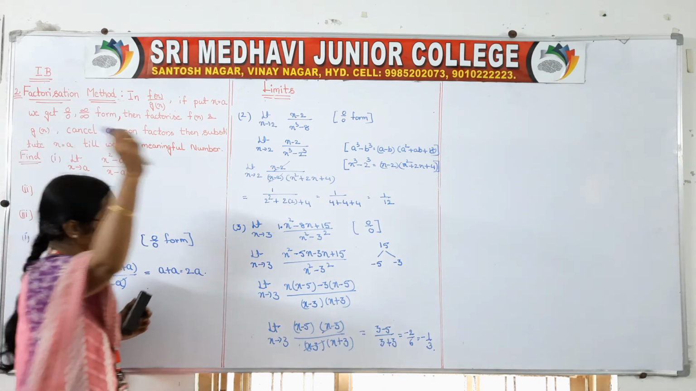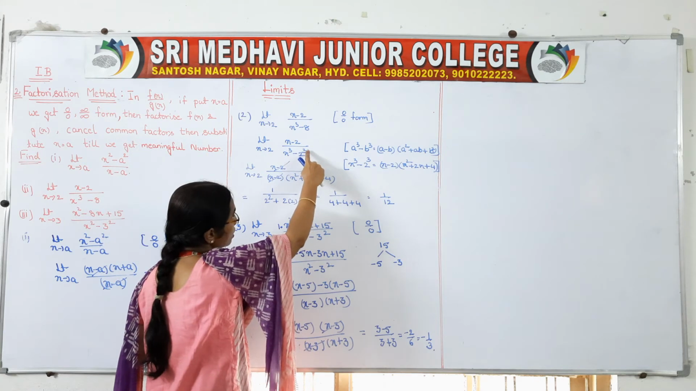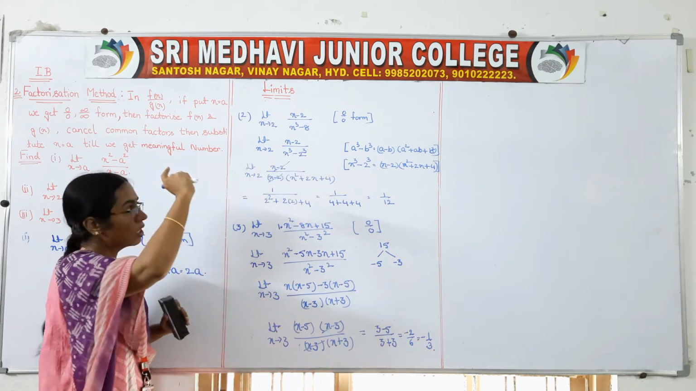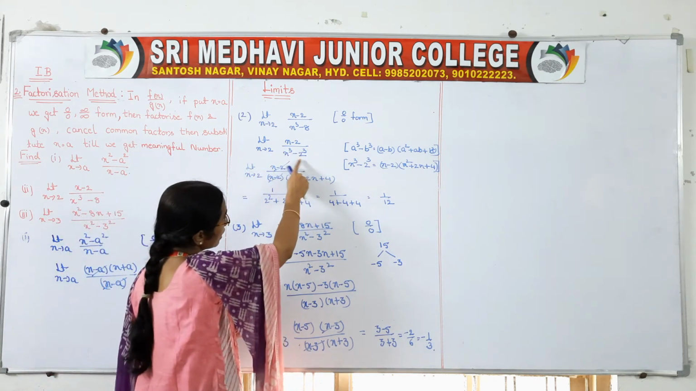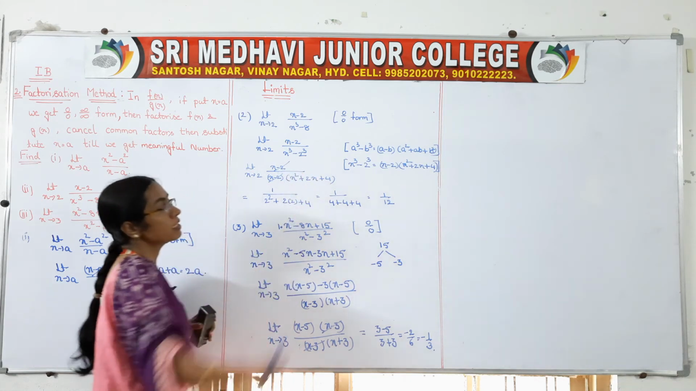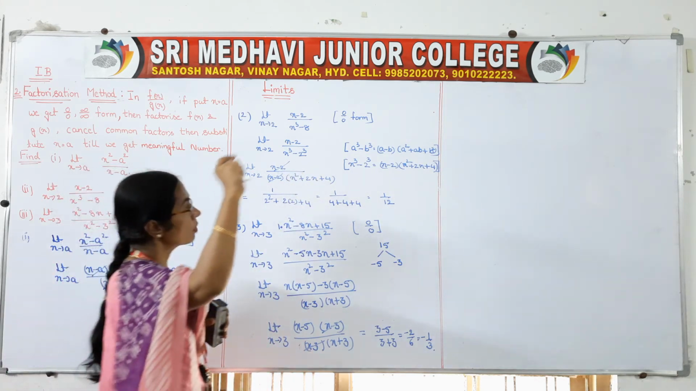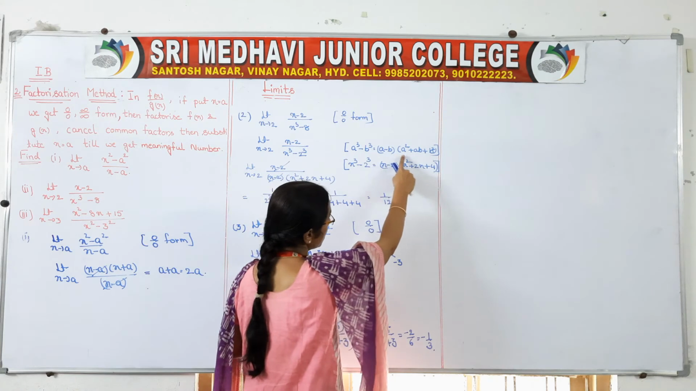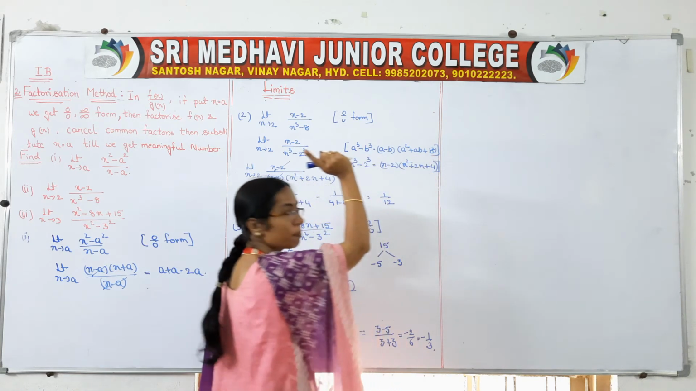Now come to this one. 8 can be written as 2 cube, so x cube minus 2 cube. It is again from the formula a cube minus b cube. What is the a cube minus b cube formula? a minus b into a square plus ab plus b square.